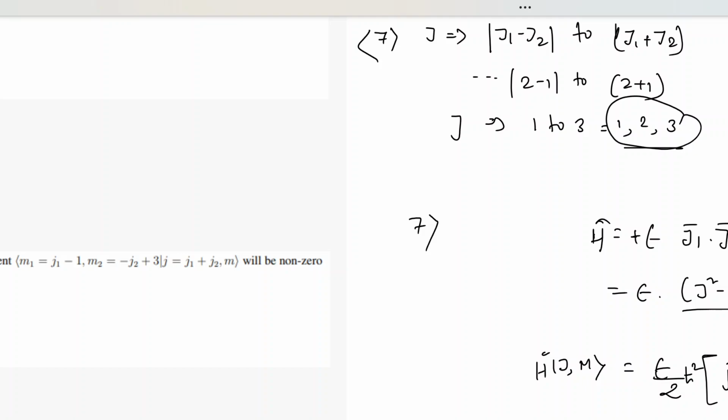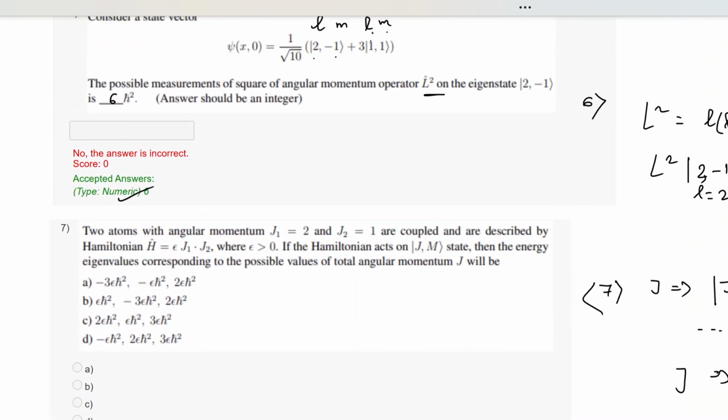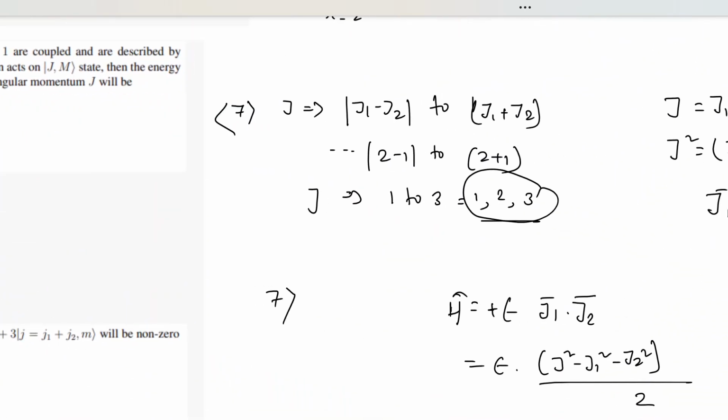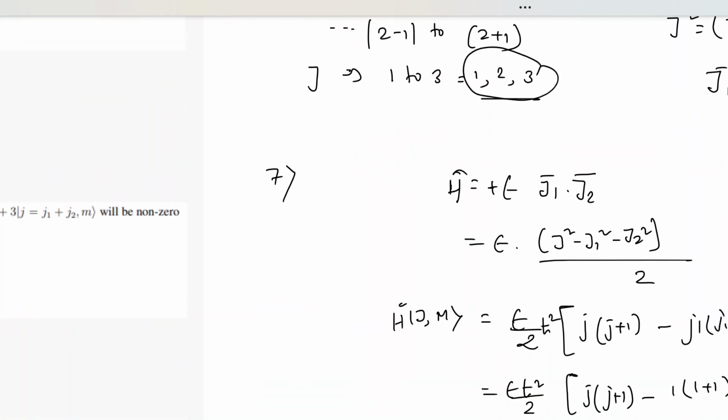So epsilon ħ squared by 2, J into J plus 1 minus J1 and J2 values are known. So J1 equal to 2 and J2 equal to 1. So this is J into J plus 1 minus 2 into 2 plus 1 minus 1 into 1 plus 1, which is epsilon ħ squared by 2 times J into J plus 1 minus 8. Okay, now this is your final answer.